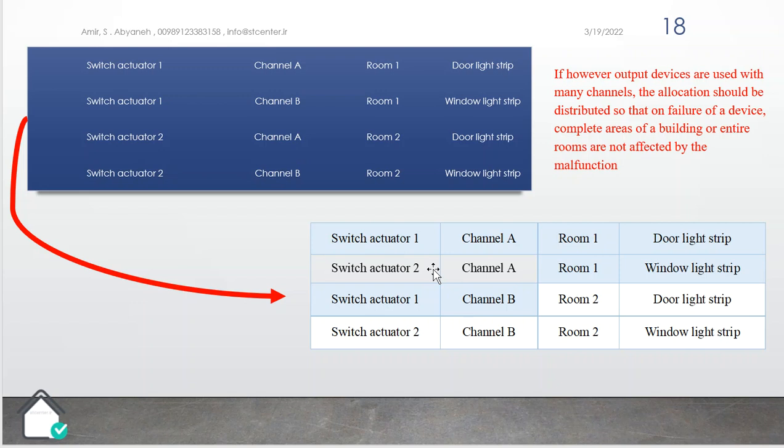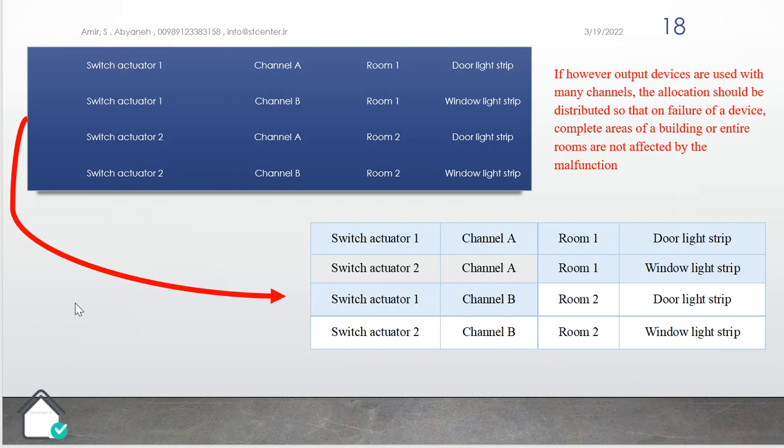So you have a room, okay, it has 2 lamps in it. You connect the first lamp to the switch actuator number 1, you connect the second lamp to the switch actuator number 2. So you connect the first lamp to the channel A of switch actuator number 1, you connect the second lamp to the channel A of switch actuator number 2. So if you lose switch actuator number 1, still you have the switch actuator number 2 on and the room is not dark. You see, the book provides the example door lights or window lights, some light near the door and some light near the window. Yeah, this is so nice.